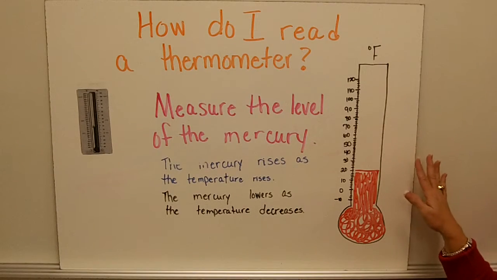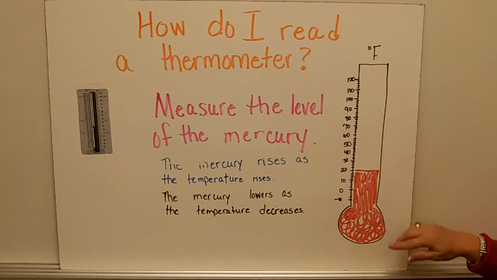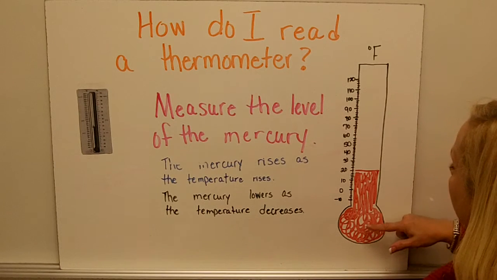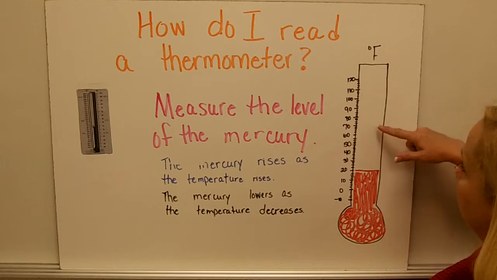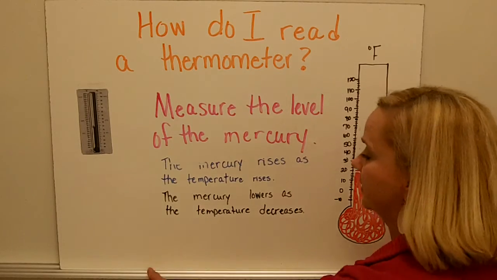And I have a thermometer drawn here, and if you notice, the red is representing the mercury here, and as the temperature rises, the mercury rises also in the thermometer.